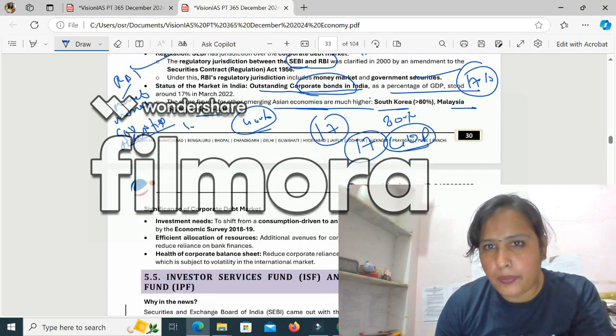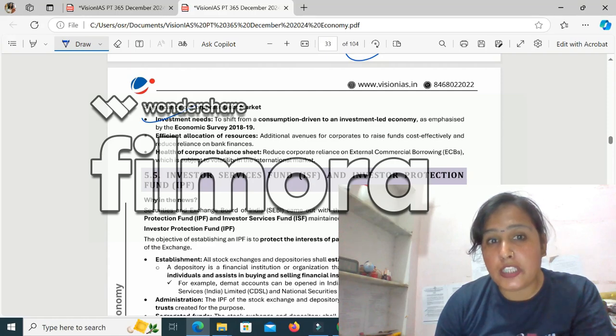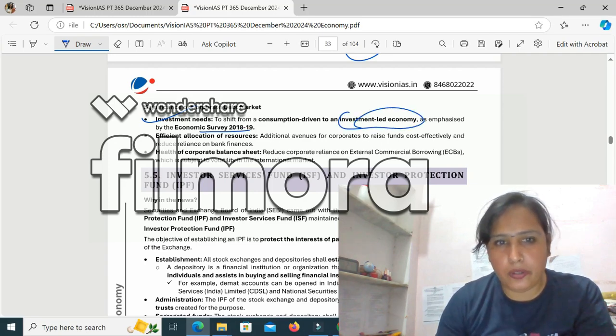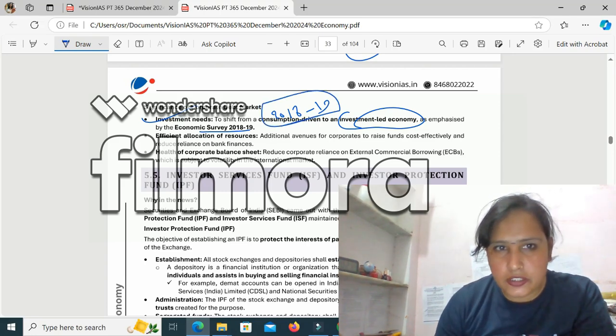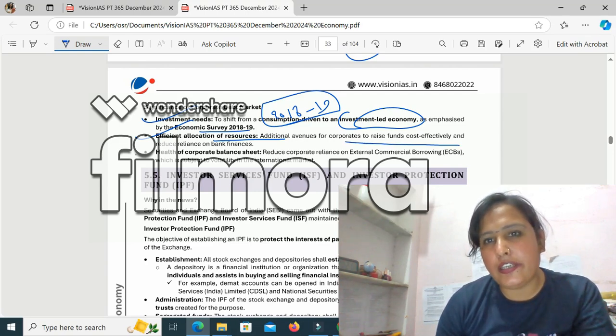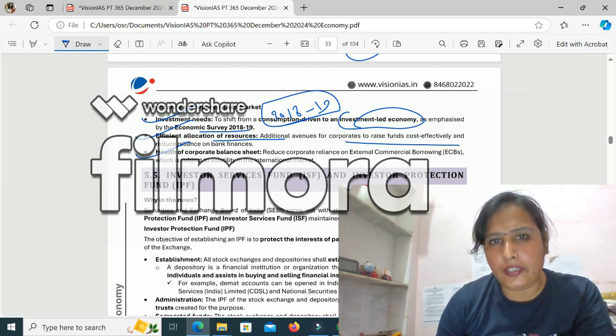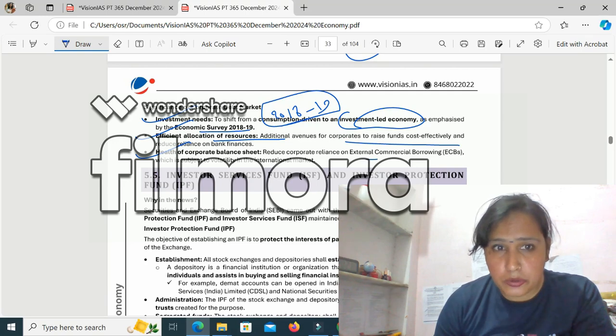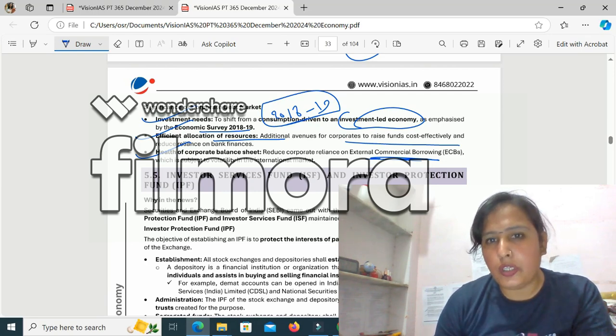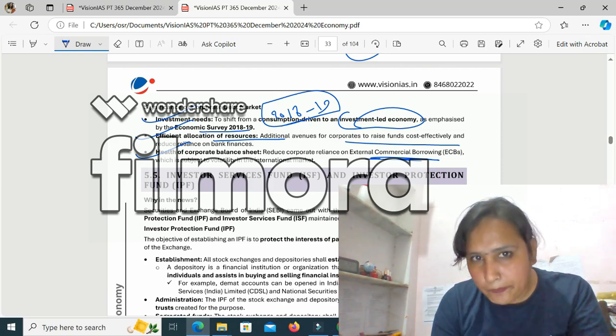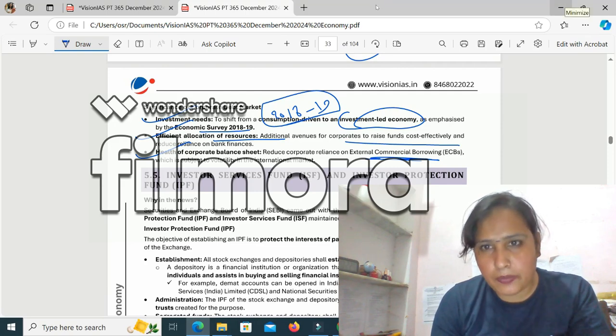So what is the significance of this market? First is investor needs. If an investor wants to invest in the market, they can purchase those bonds and invest further, and it is an investor-led economy. In the Economic Survey 2018-19, this was noted for the efficient allocation of resources. The health of the corporate balance sheet will be balanced with the corporate debt market. It will reduce corporate reliance on external commercial borrowing. So if we develop the corporate debt market in India, we are not going to borrow from the external market. That's why this will balance the health of the corporate balance sheet, and there will be no volatility in the market. That's why this was useful for us. So these three topics we discussed.